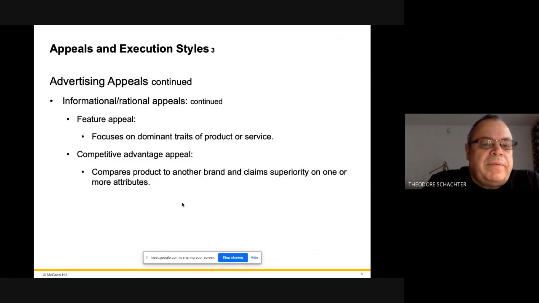Another thing about competitive advantage is if you're the number one product, meaning your market share is number one, you're not going to compare yourself to number two. But number two always compares themselves to number one. So does number three, and so on and so forth.